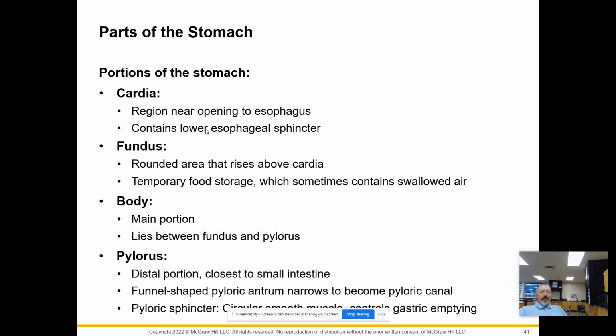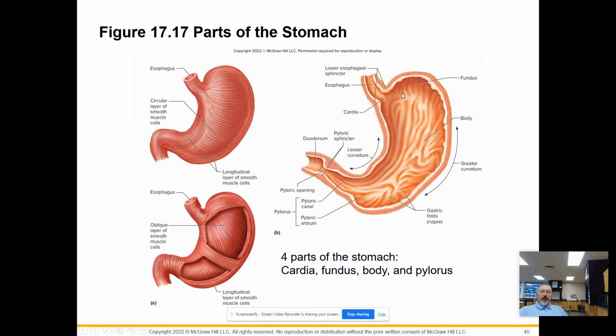So the fundus, for the most part, the food may go here, but it's temporary. Gravity is going to pull it down this way, and a lot of the liquids of the stomach are going to be here.